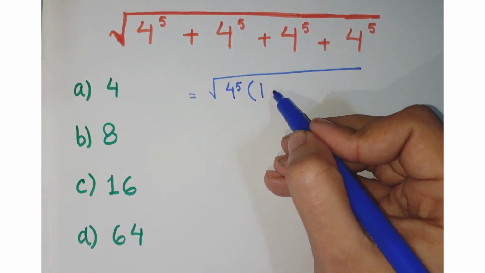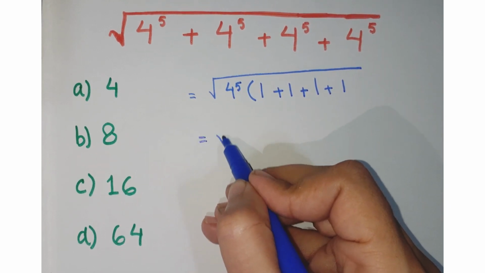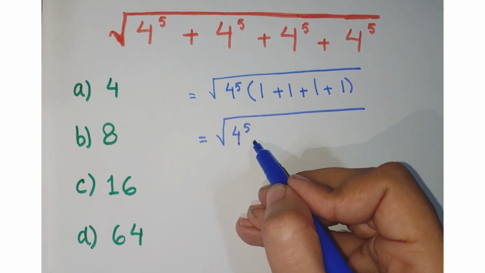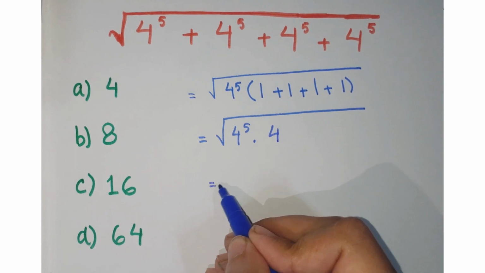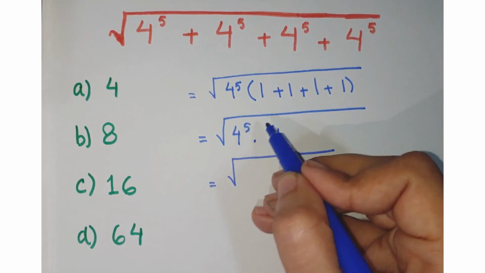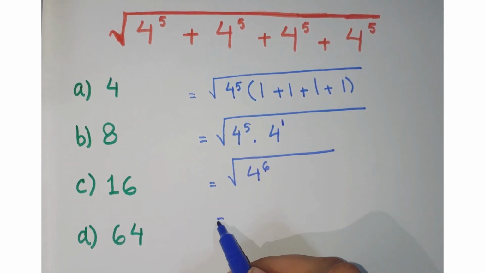So you are left with 1 plus 1 plus 1 plus 1. Further, you will get 4 to the power 5 into, add these 4 ones, you will get 4 here. As you know, there is a sign of multiplication between two same numbers, so we just add up their powers. We get 4 to the power 6.